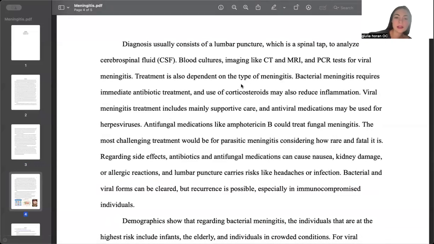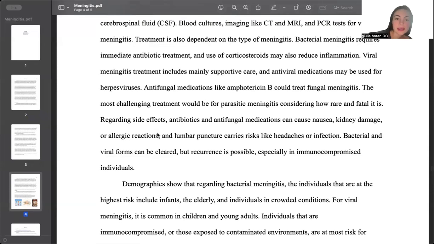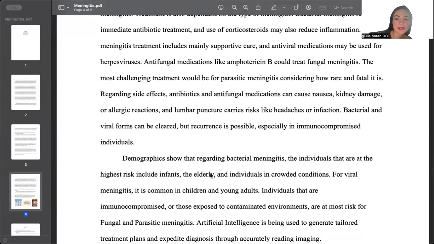Treatment is also dependent on the type of meningitis. Bacterial meningitis requires immediate antibiotic treatment and use of corticosteroids, which will reduce the inflammation. Viral meningitis treatment includes mainly supportive care, and antiviral medications may be used for herpes viruses. Antifungal medication like amphotericin B could treat fungal meningitis. The most challenging treatment would be for parasitic meningitis, considering how rare and fatal it is.